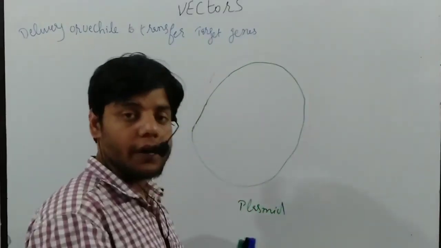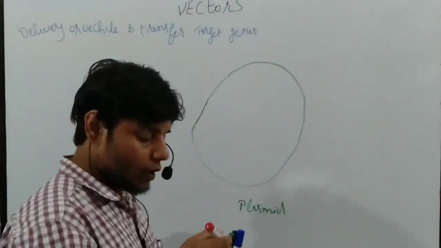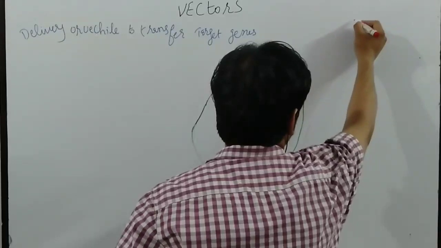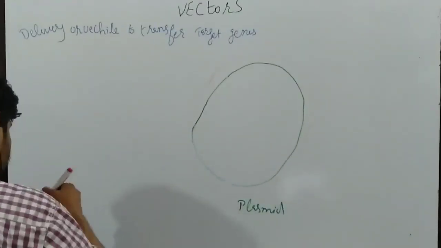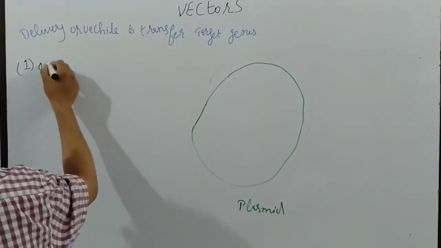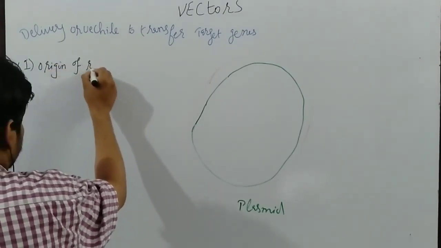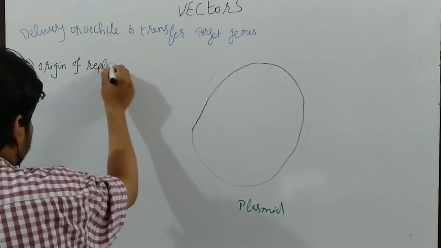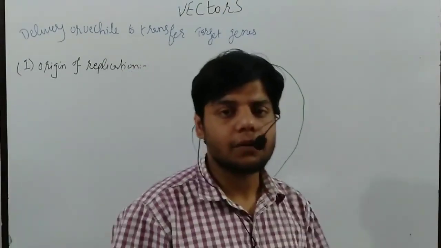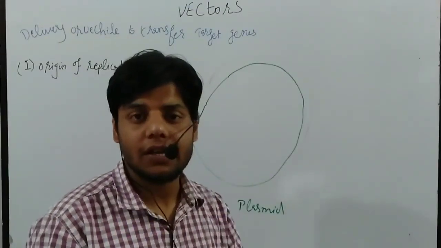Plasmids are circular DNA having self-replicating capability. Now for a vector, when we call a genome a vector, it should have three main properties. The first property, let me write, is the origin of replication. Now what does it mean? Origin of replication means that a vector should have a specific region where replication is started.